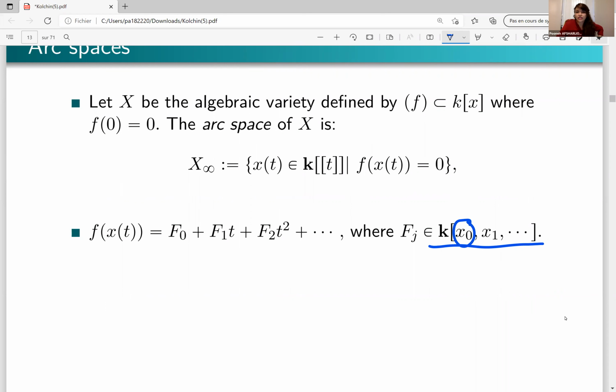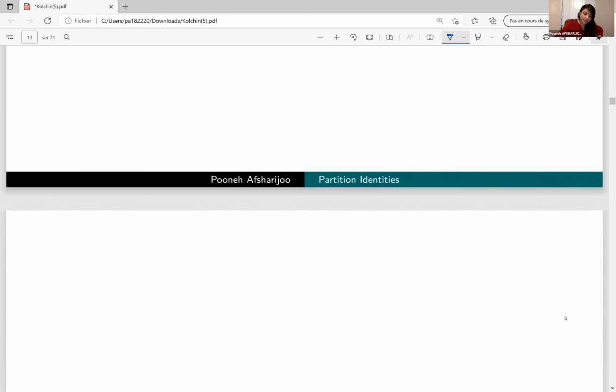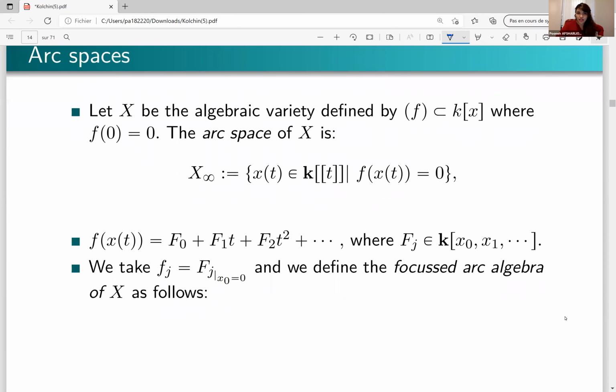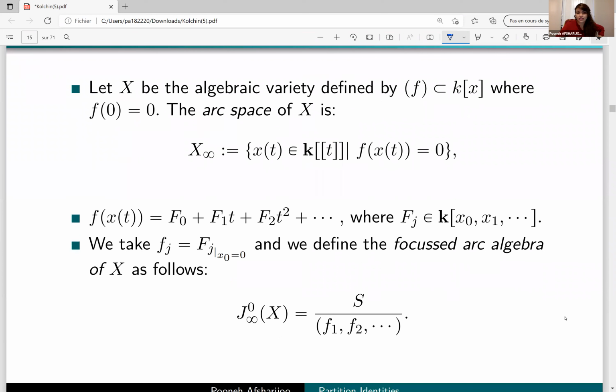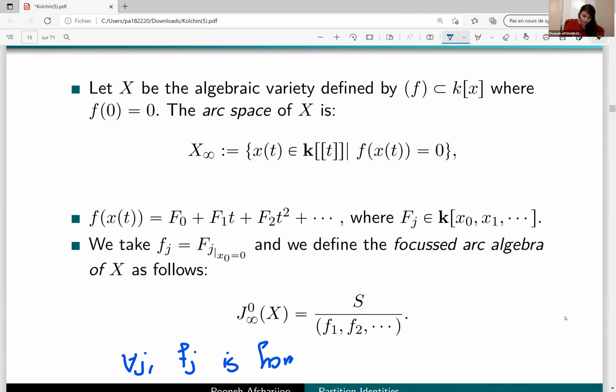So we are interested in the case where x0 is equal to 0 in the big F_j's, and we define small f_j's as follows. And this gives us a graded algebra, which is called the focussed arc algebra of X. We denote it by J_0 infinity of X, and it is defined as S over the ideal generated by the small f_j's. And note that for each j, f_j is homogeneous of weight j.